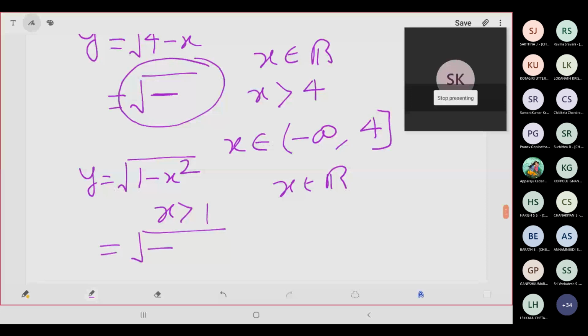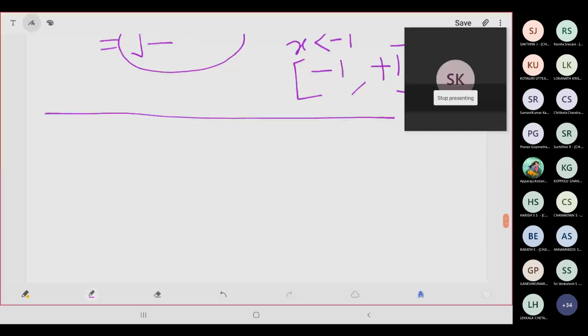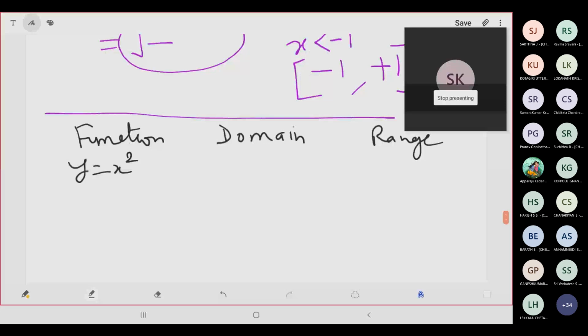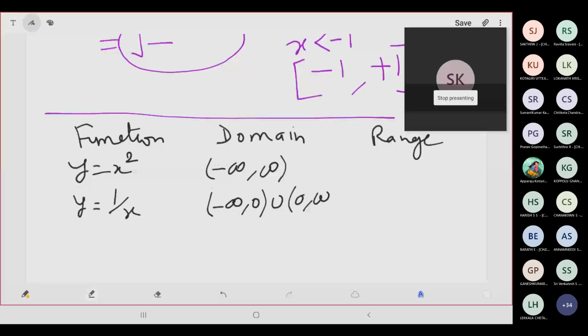So now summarize all the functions, domain and range. So for the first function, I have already taken y is equal to x square, so the domain is -infinity to +infinity. Y is equal to 1 upon x. So the domain is -infinity to 0, union 0 to +infinity, because at the point 0 the function is not defined.